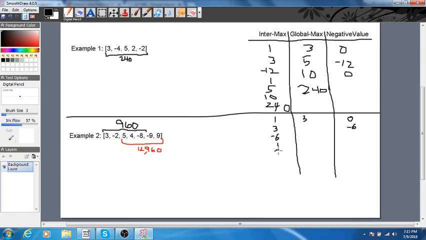So 1 times 5 is 5. 5 is bigger than 3, so our global biggest is 5. We continue: 5 times 4 is 20. 20 is bigger than 5, so we put a 20 here. 20 times negative 8 is negative 160. We say, have we seen a negative value? Oh, we have. So we multiply by our negative value. Negative 160 times negative 6 is 600 plus 360, so 960.